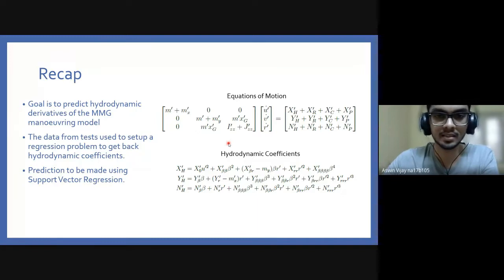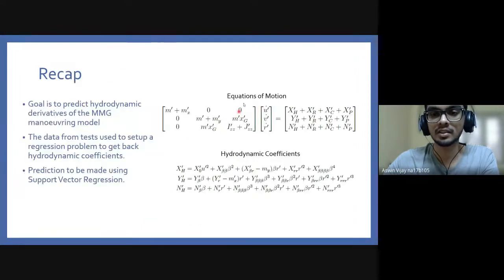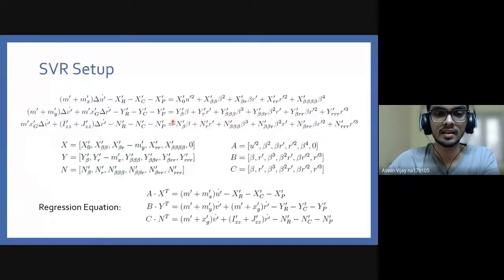So let us look at how the equations of motion are restructured for support vector regression. When I try to expand out the equations of motion by putting in the values of the hydrodynamic coefficients, it looks like so. And my goal is to separate out the hydrodynamic coefficients and put everything else to one side. So I define these 6 matrices X, Y, N, A, B, C, and rewrite the equations of motion in this form to form a regression equation.